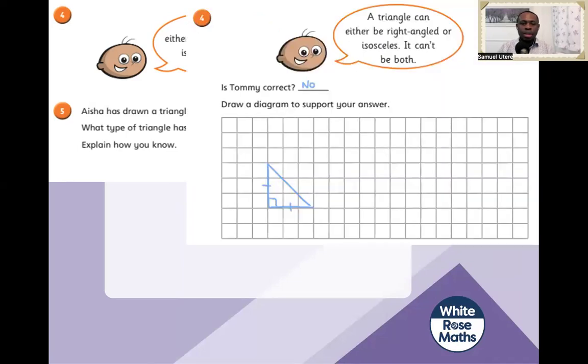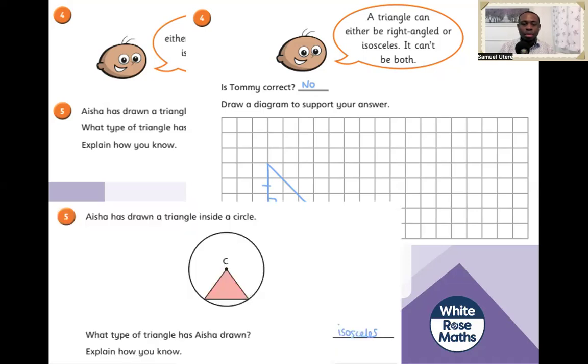Here you were simply asked, is Tommy correct? Tommy says a triangle can either be right angled or isosceles, it can't be both. Well, that's not right, because we did see during the examples at the start of the lesson that we can have an isosceles right angle triangle. This is the answer for question 5.